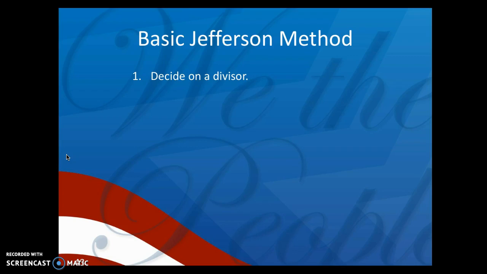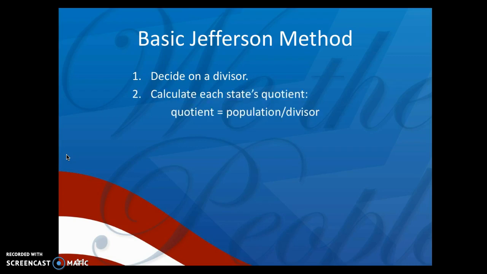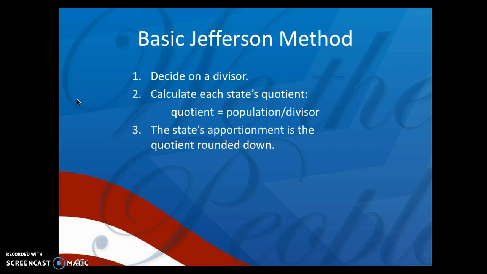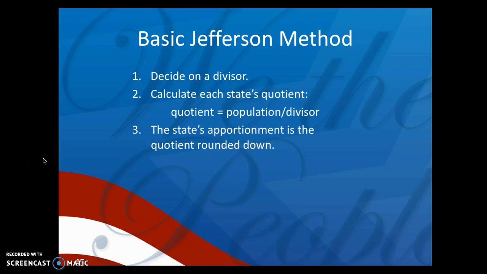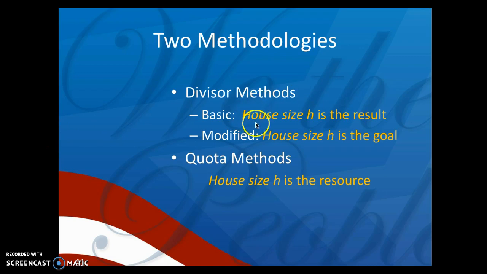All right, so the basic Jefferson method is decide on a divisor. And again, that divisor is the number of people each representative will represent. Calculate each state's quotient. The quotient is the population divided by the divisor. And don't forget, this divisor, at least according to the U.S. Constitution, cannot be less than 30,000. It has to be greater than 30,000. The state's apportionment is rounded down, and the resulting House size is the sum of the state apportionment. So this is the basic Jefferson method, and we're using a min or rounded down method. So this is what I mean going back here, why the House size is the result. At the end of this method, then you get the House size.